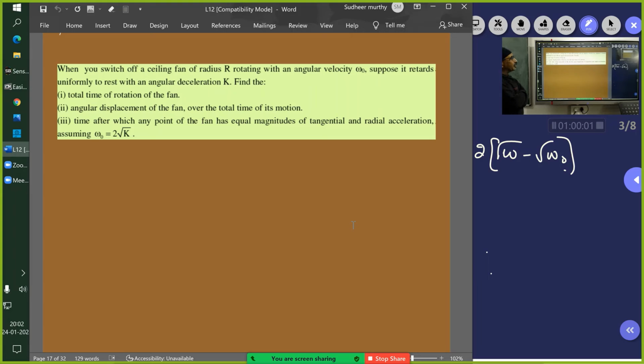Or, since it is omega d omega, and they are told initially it is omega naught and then it will come to rest, zero, you can integrate the left side. And the alpha value they have given, and d theta, directly you will get theta from that equation. Sir, since alpha is constant here, can we use omega square minus omega naught square equals 2 alpha theta? Yes, you can use that equation. All these three equations you can use if acceleration is constant.